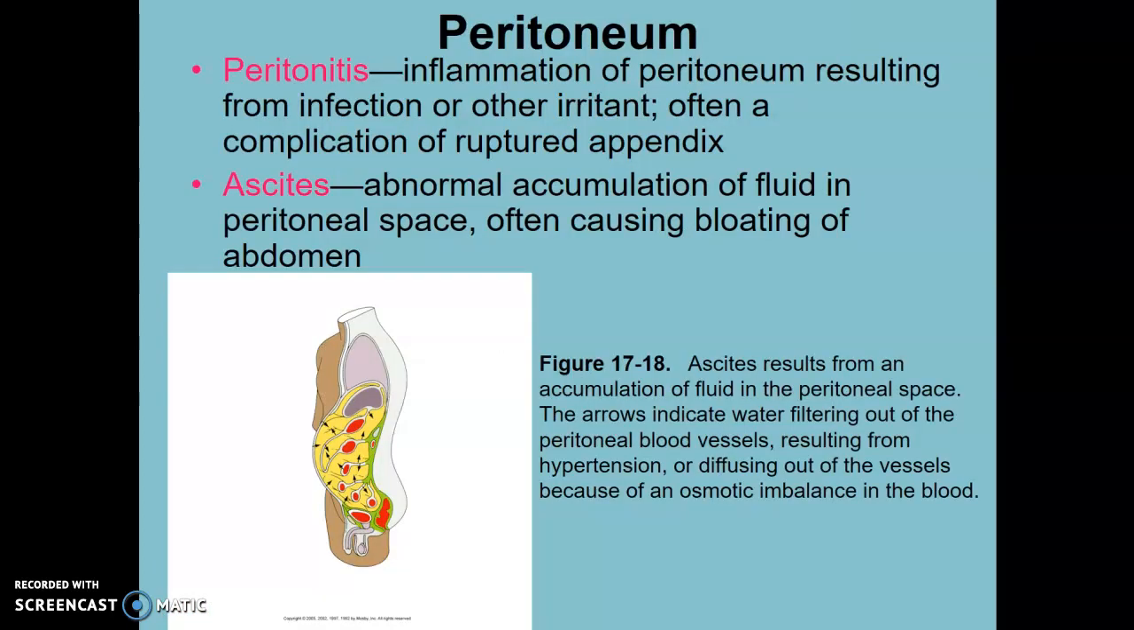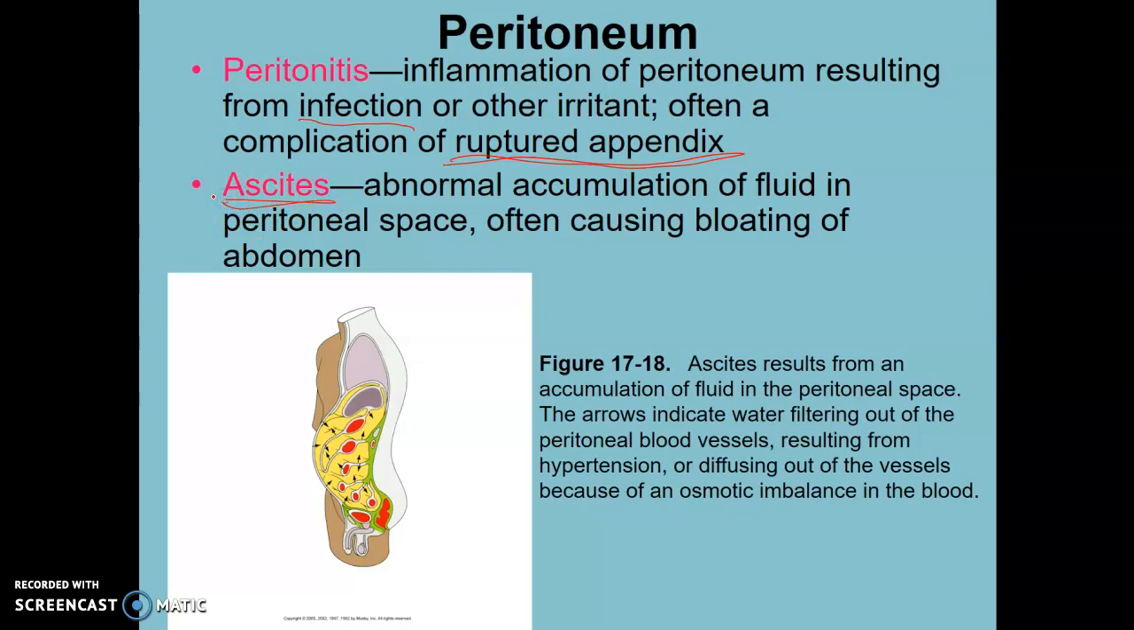So peritonitis is the inflammation of the peritoneum, and this typically comes from a bacterial infection or from a ruptured appendix. So this is where appendicitis can lead to peritonitis. When that happens, what typically occurs is that fluid will start filling the peritoneal space, and that's called ascites.